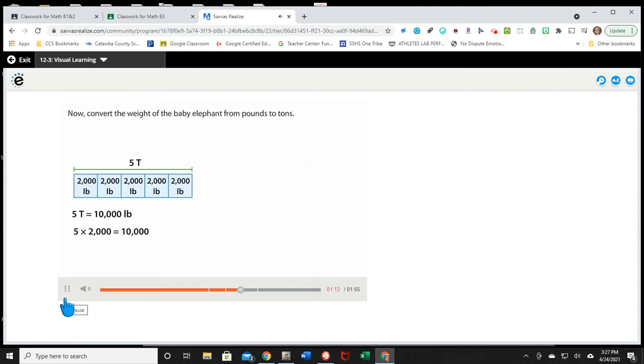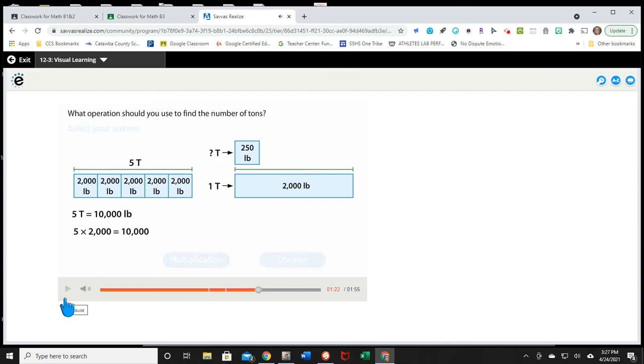Now, convert the weight of the baby elephant from pounds to tons. What operation should you use to find the number of tons? Select your answer. So I'm thinking here, I'm going from a smaller unit, pounds, to a larger unit, tons. So I'm going to be using division.